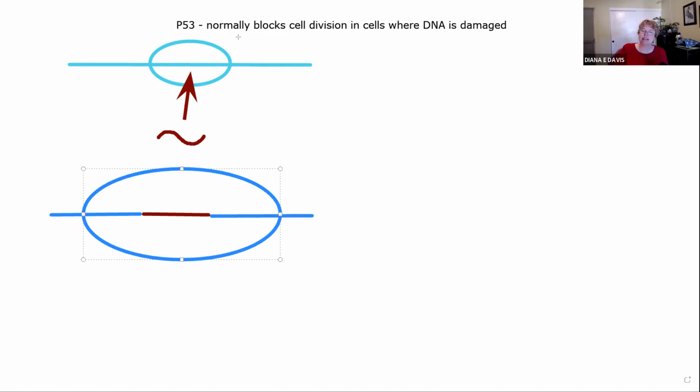So it takes multiple mutations for a cell to become cancerous. This makes the cell more likely to become cancerous if there are other mutations. Is that a little clearer?